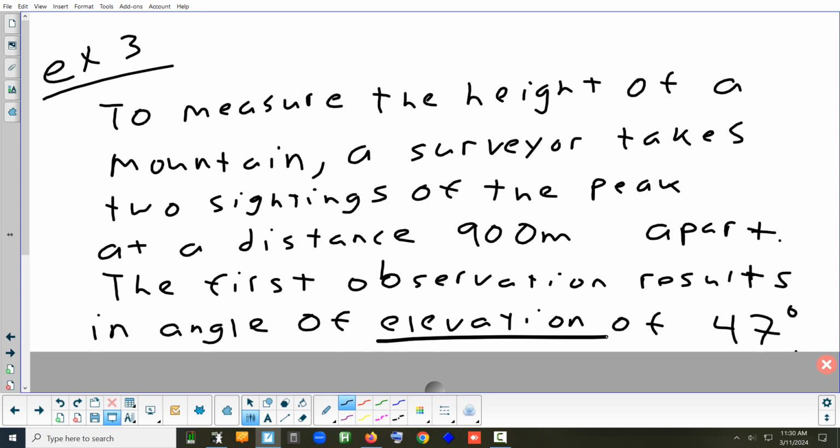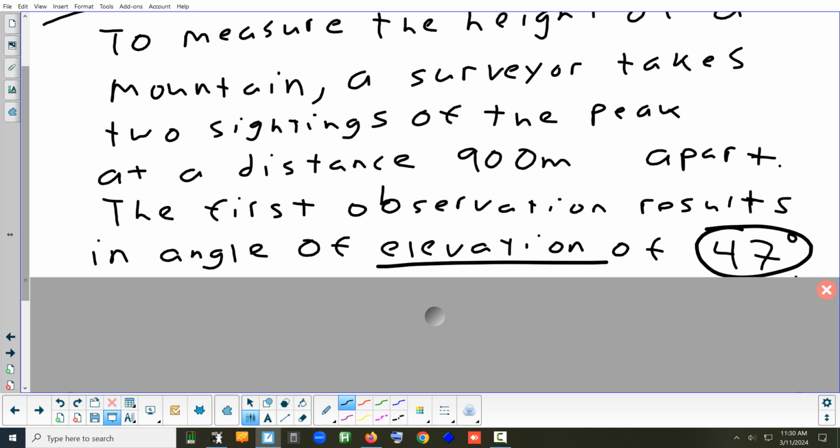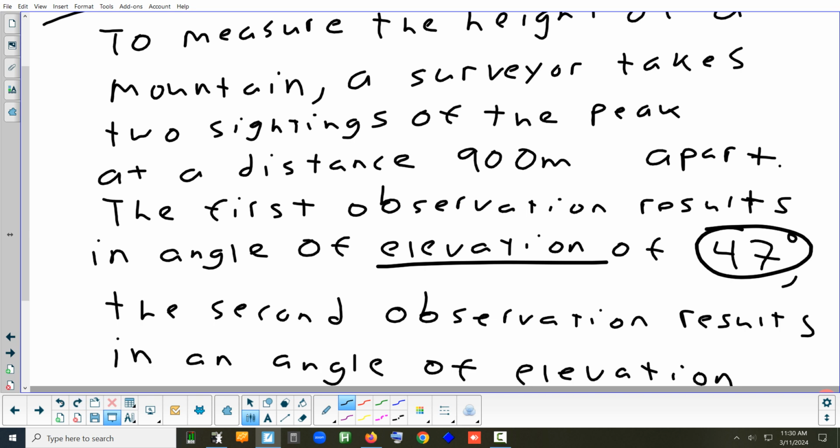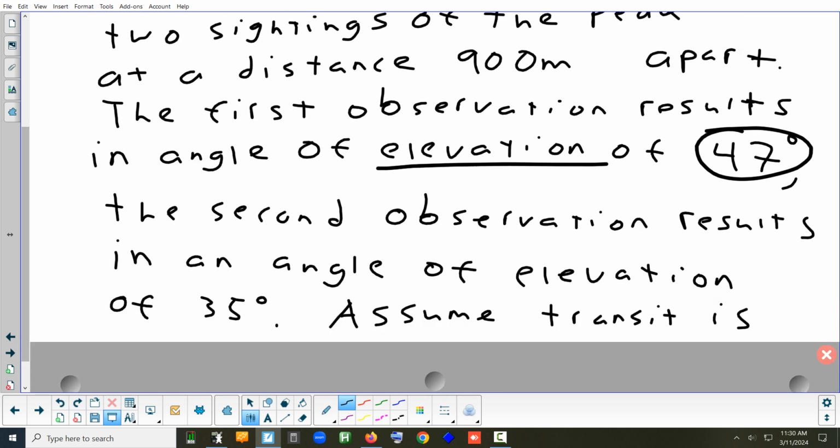Now, if you back up 900 meters, what's going to happen to the angle? It's going to decrease. The further you back up from a target, the less steep of an angle you have to use, assuming what you're pointing at is staying still, and the mountain is staying still. So the second observation gives you an angle of 35 degrees.